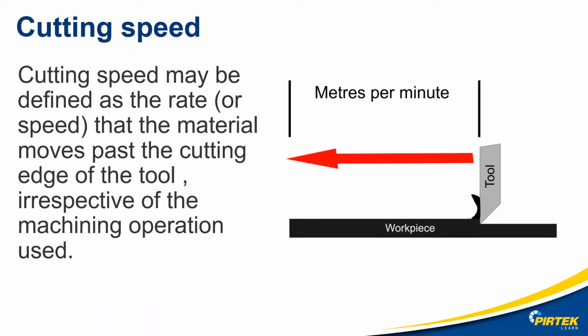Cutting speed. This value is supplied by the cutting tool manufacturer, specified in meters per minute or feet per minute. The RPM and feed rate values are derived from this value. Looking at the value of 1 meter a minute, 1 meter of material passes beneath the tool in 1 minute.